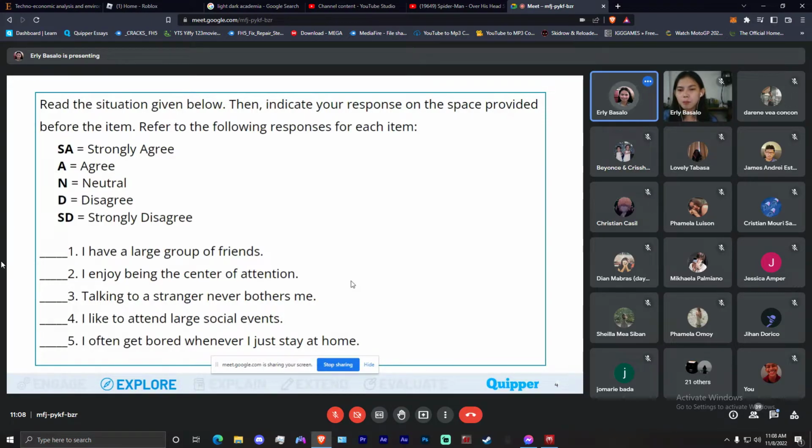So this is an example of a research questionnaire or survey questionnaire. It uses a scale. Scale means strongly agree, agree, neutral, disagree, or strongly disagree. So you can have this as your basis and guidance in creating your research or survey questionnaires.